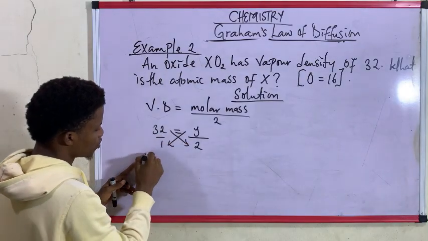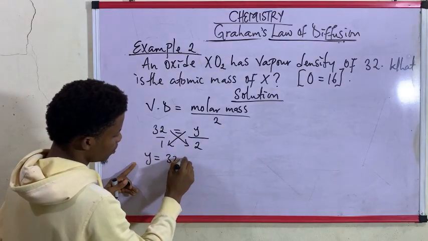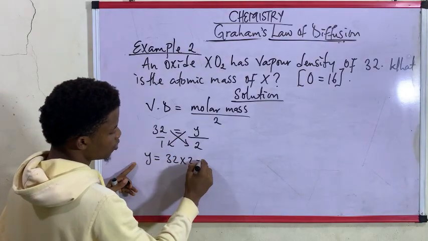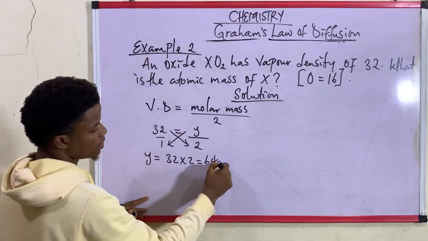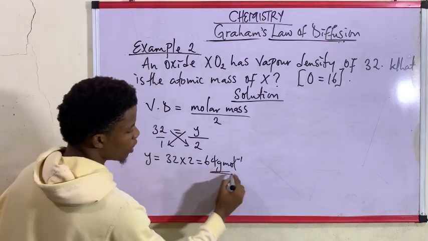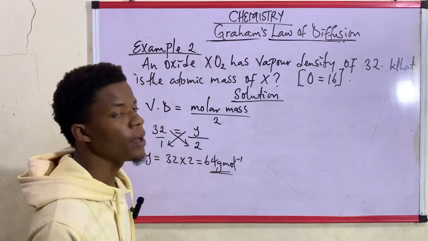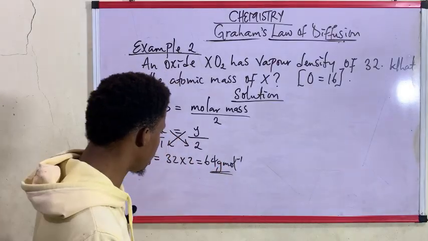So by the time we cross multiply, what do we have? Y times 1 is what? Y equals 32 times 2. 32 times 2 is 64. So our molar mass is 64 gram per mole. That's our molar mass, 64 gram per mole. So now let us find the atomic mass of X. It's very easy.